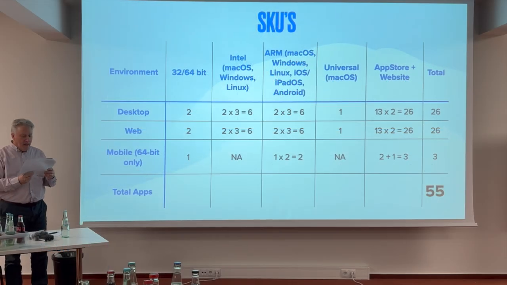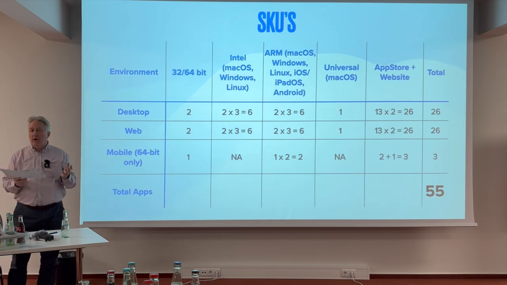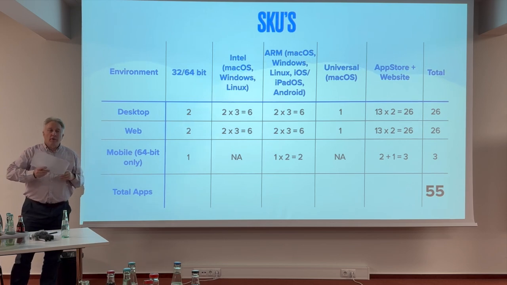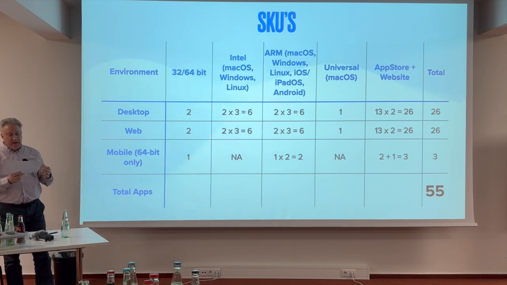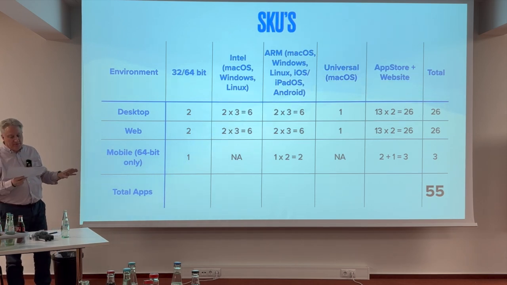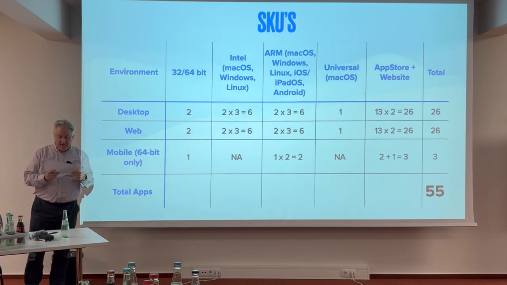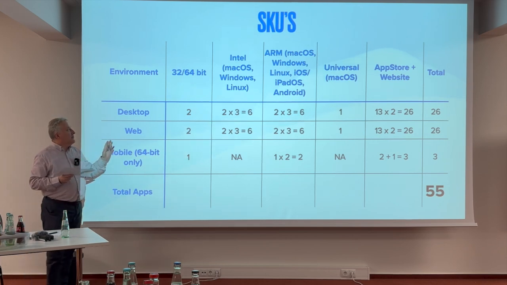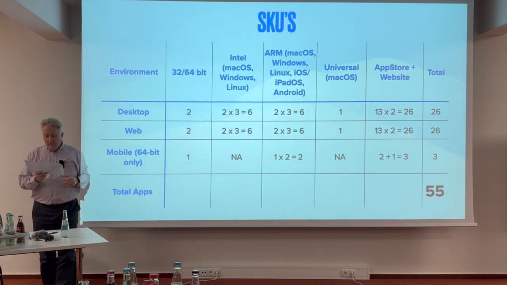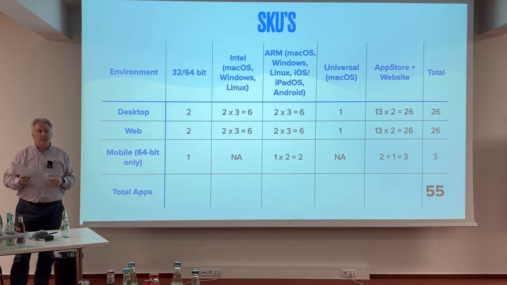So, if you have a client, it's very unlikely, but if you did have a client who wanted you to build a Xojo app with the lot, there are about 55 possible targets, even excluding the fact that you can't really do 32-bit mobile apps anymore. You see, there's desktop apps, web apps, and mobile apps. Then you have to multiply this, not only by the 64, 32-bit, but we have to build for Intel and ARM, potentially, as well as creating universal versions.